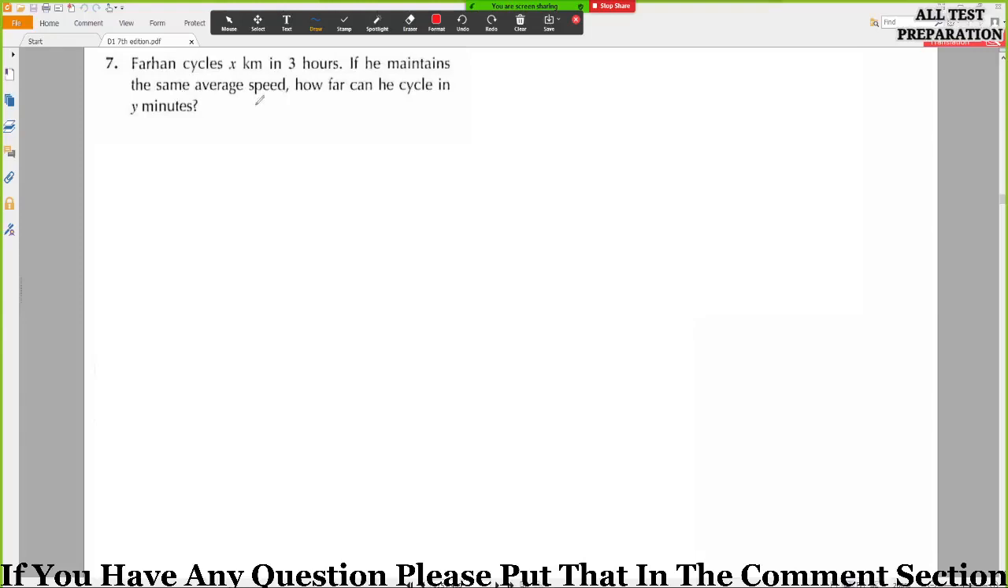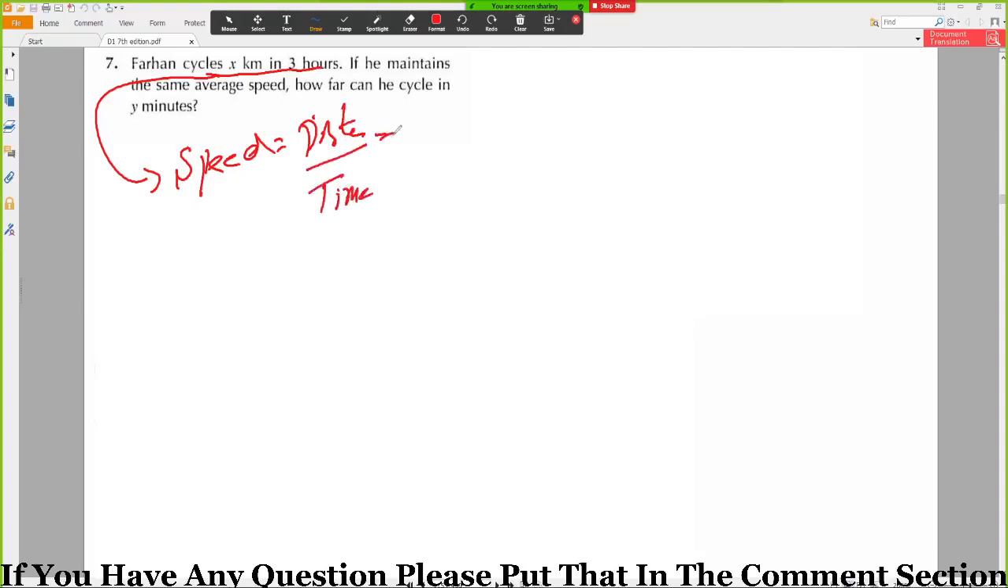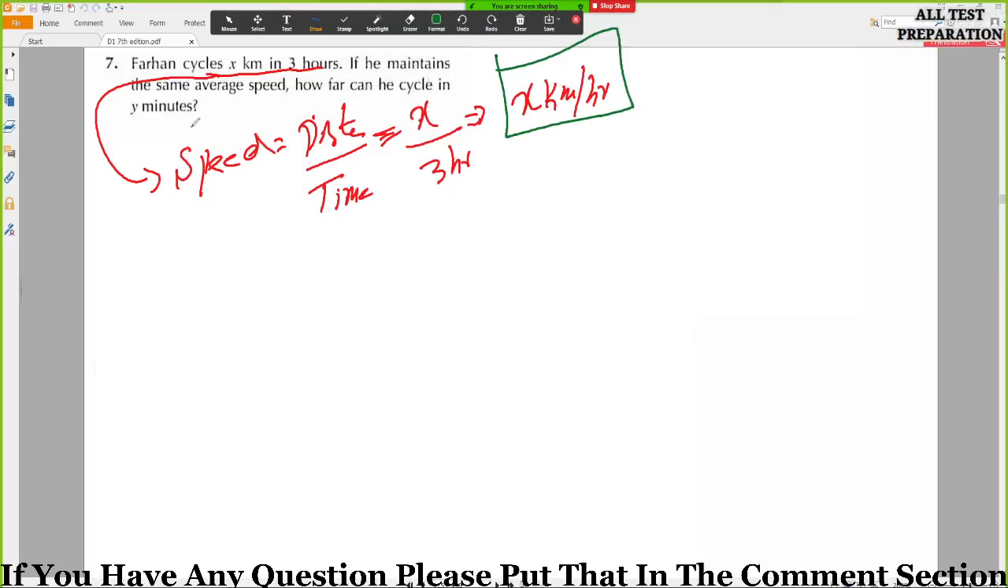If he maintains the same average speed, so speed will be, as we know, that's the formula for finding the speed: distance per unit time. Distance is X kilometers and time is 3 hours. So speed will be X kilometers per hour. If he maintains this average speed, how far does he cycle in Y minutes? So we need to find the distance in Y minutes.